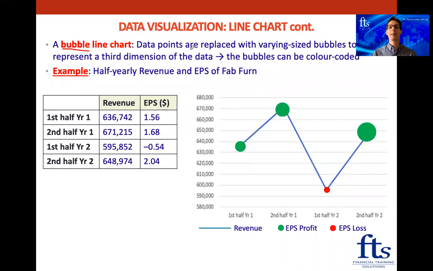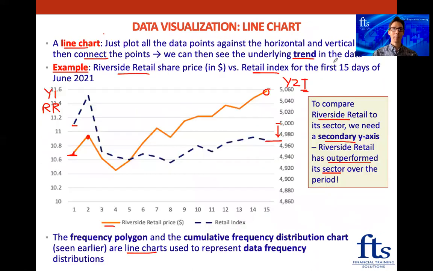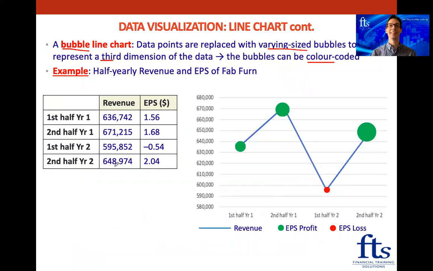So here, the data points are now replaced with varying sized bubbles to represent a third dimension of the data. And the bubbles can even be color coded, which makes it even better. So if we just go back here, with our normal line chart, we just have the data points all the same size, and we just connect the dots, and we don't even see the dots really once we've drawn the line over them. But here we're making a big deal of the data points. So let's try this example and we'll see what's going on.